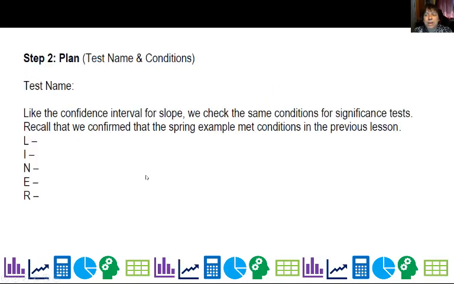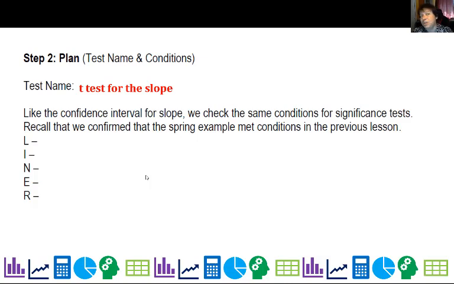So the test name we're running is called a t-test for the slope. We're not doing a z-test. We've never done a z-test. Because our sample sizes tend to be smaller, that's why we do a t-test, just the same way we used a t-interval for the confidence interval for the slopes.